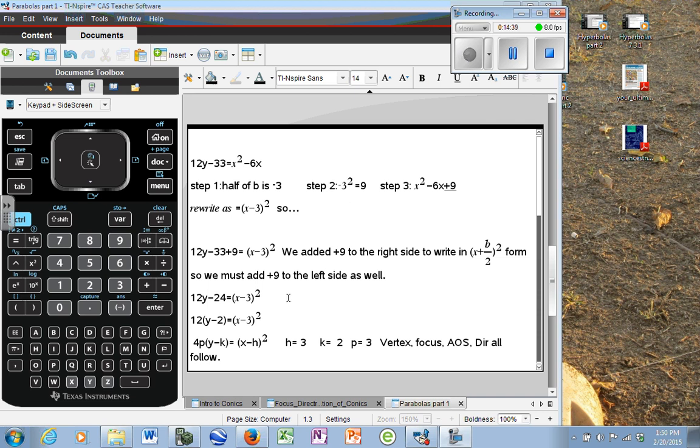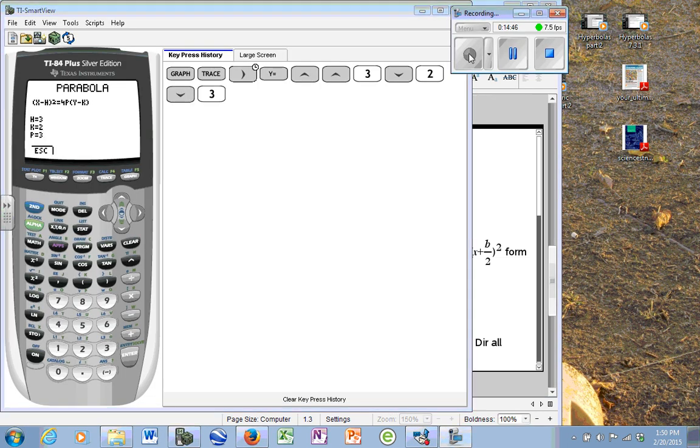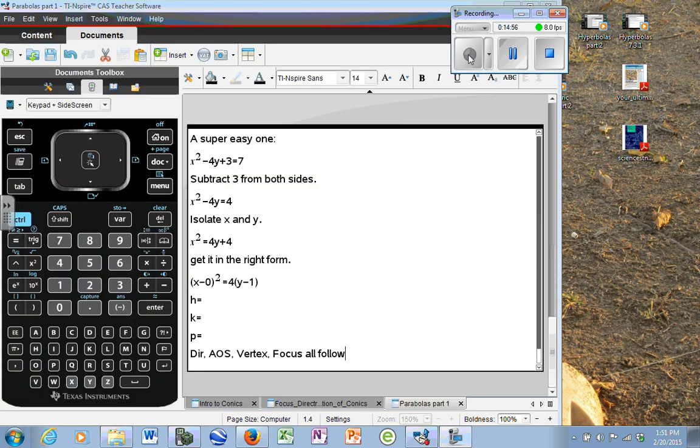Just make sure that we're working with the right form here, and then if you want to test it out on your calculator, put in 3, 2, 3 and hit graph, and you got that. Hit trace and follow some of the points. Ta-da!